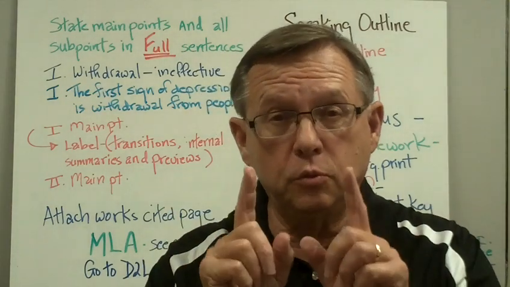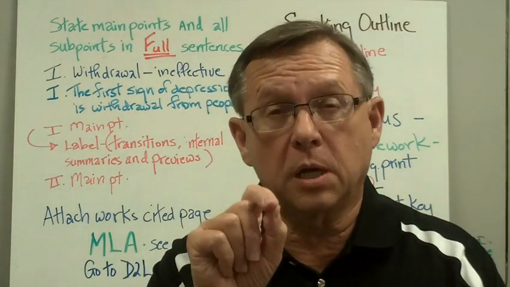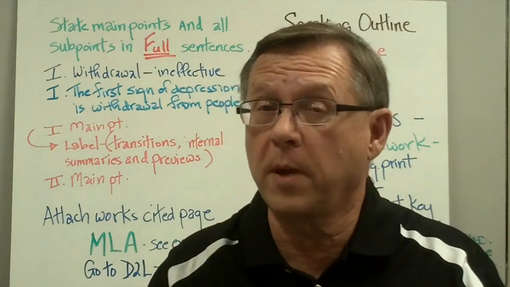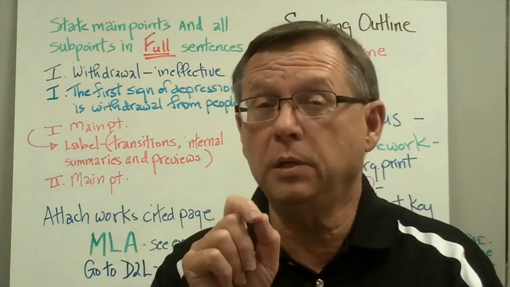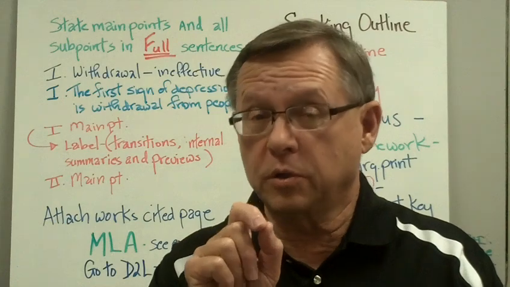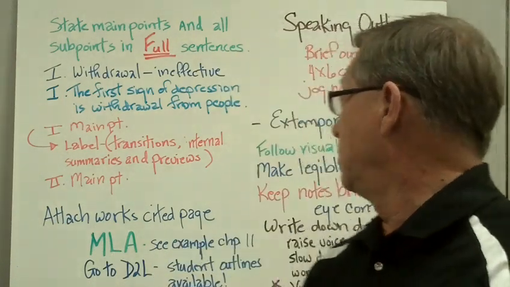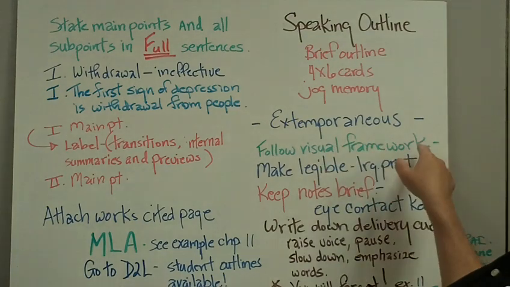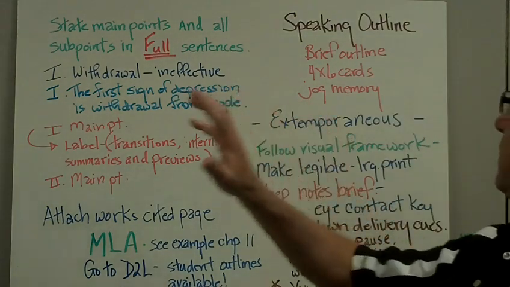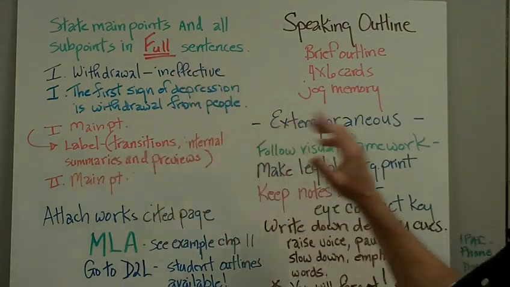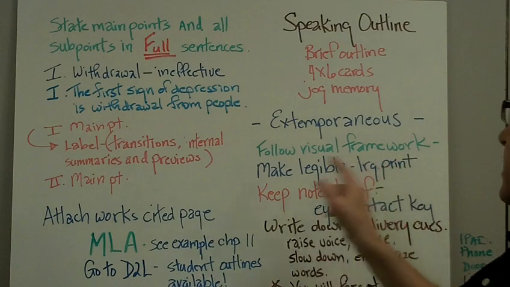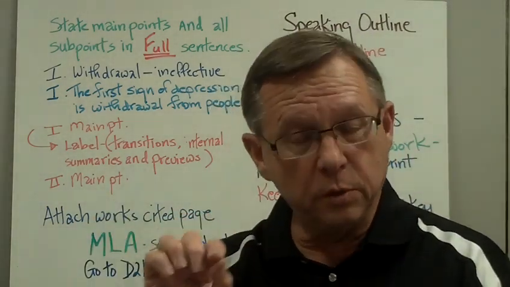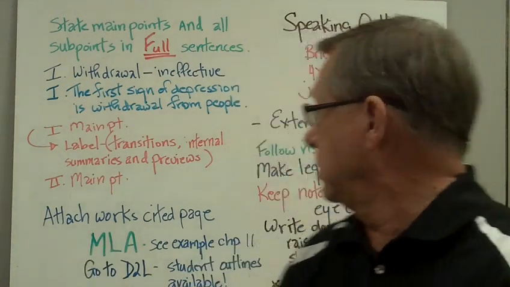There is nothing worse or more boring than someone reading an outline. Do not write out your formal outline on those 4x6 cards and read your speech. There are some serious consequences and point deductions for that. So you just follow the same visual framework of the formal outline, the preparation outline, with your speaking outline. You put the main points, then you indent for subpoints, and then you indent further for subpoints.